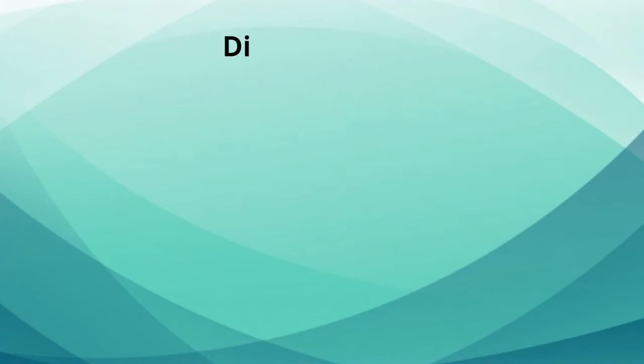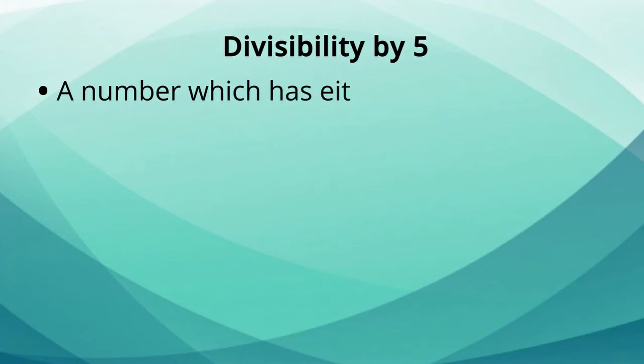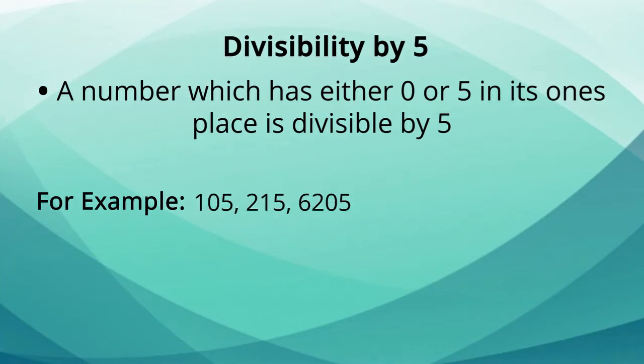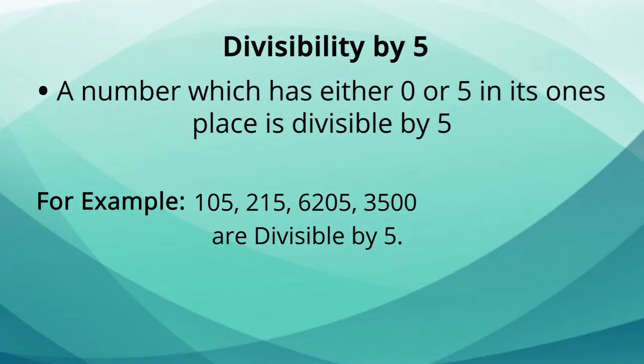Now, let us discuss about the divisibility by 5. It is a very interesting divisibility rule. We can see that a number which has either 0 or 5 in its ones place is divisible by 5. We can easily recognize these types of numbers. Let us take few examples. 105, 215, 6205, 3500. These are all the examples which are divisible by 5. We can see that the numbers are having 0 or 5 at their ones place.